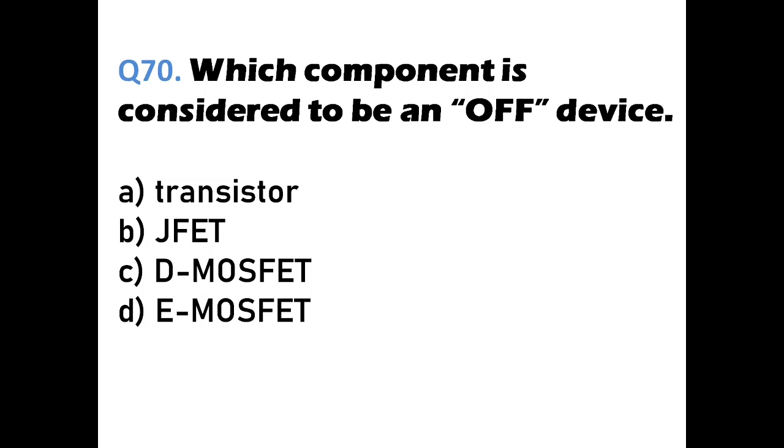After you increase the VGS, the voltage between gate and source, to some value, then the channel will be built between source and drain, and then the drain current will start flowing. That means out of DMOSFET and EMOSFET, EMOSFET is called a normally off device and DMOSFET is called a normally on device, because DMOSFET will work when VGS is equal to 0, whereas EMOSFET will not work when VGS is equal to 0. That means here the answer should be option D, EMOSFET. The component which is considered to be an off device is EMOSFET.